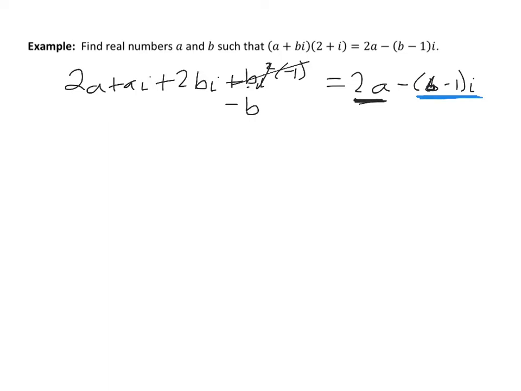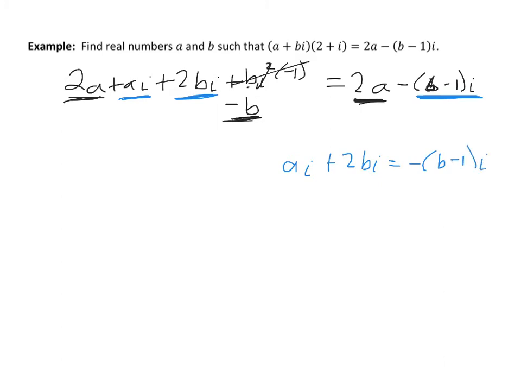So now what I'm going to do is go back and look at what are the real and the imaginary parts on the left. 2a is real and negative b is real. And the imaginary parts are ai and 2bi. So if we set our imaginary parts equal, ai plus 2bi is equal to negative b minus 1i.